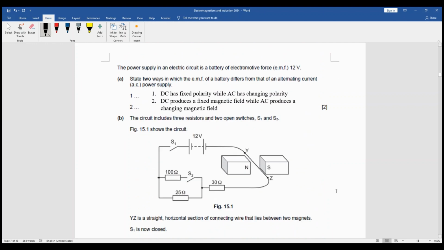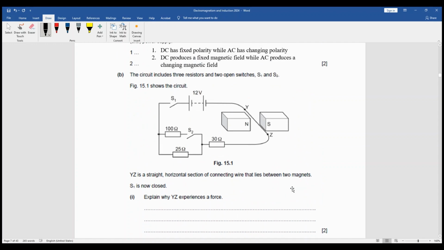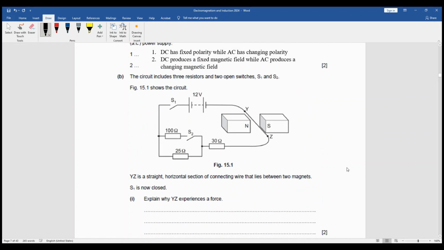Okay, and then we have this circuit. Explain why YZ experiences a force. You close S1. S2 doesn't matter because S2 is actually in the side branch, so the circuit is closed. Why does YZ experience a force?